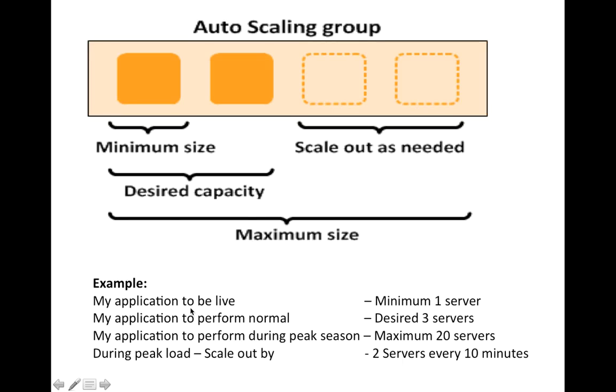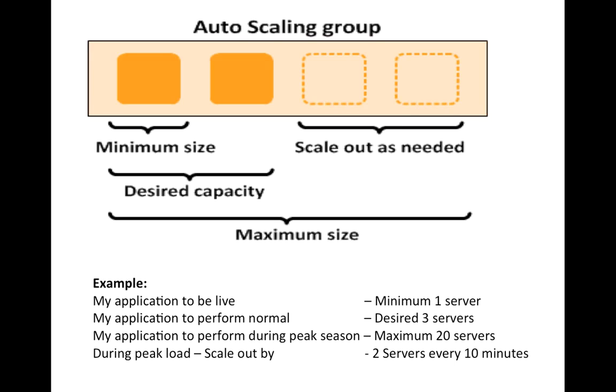Let's say I have an application. For my application to be live, I need a minimum of 1 server. For my application to perform normally, I decide to have 3 servers. For my application to perform during the peak load, peak season, I can go up to 20 servers. And when I go to 20 servers, I would like to scale out 2 servers for every 10 minutes.